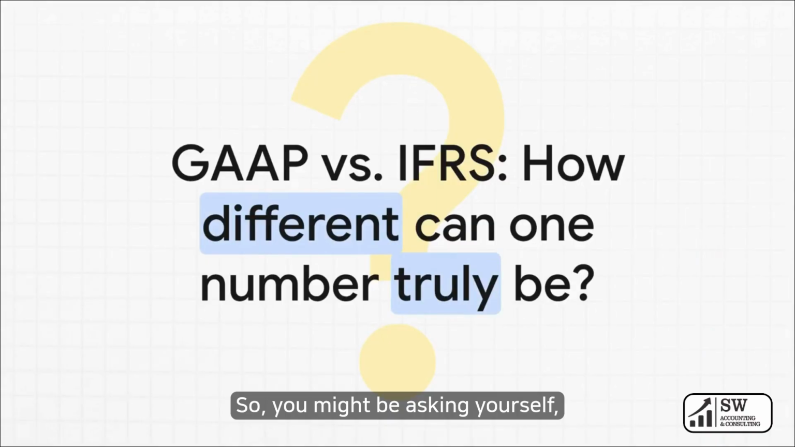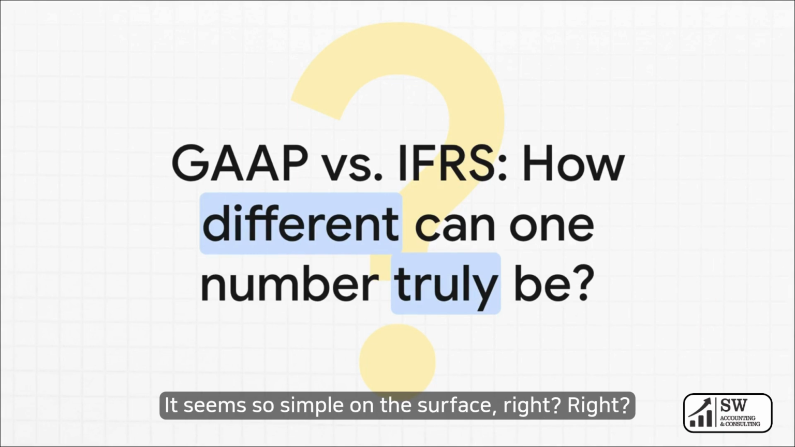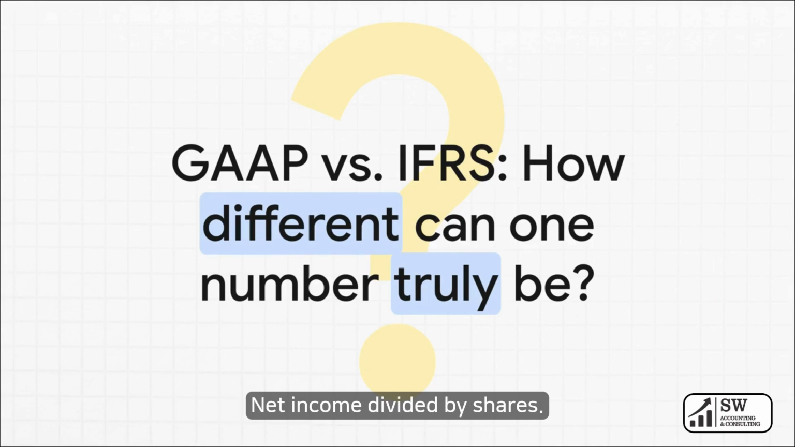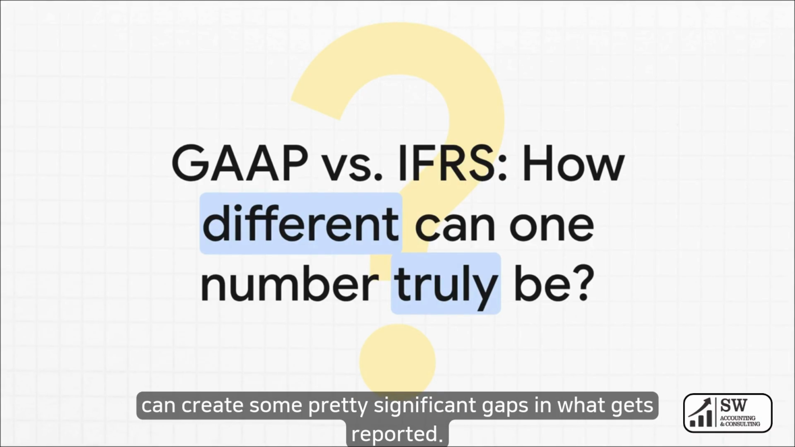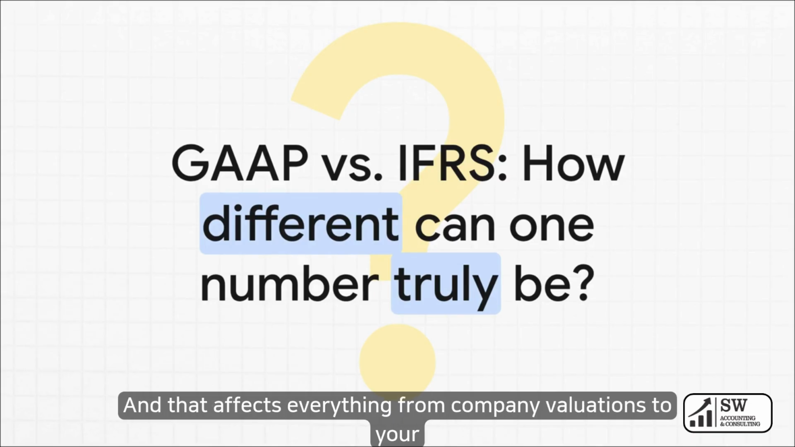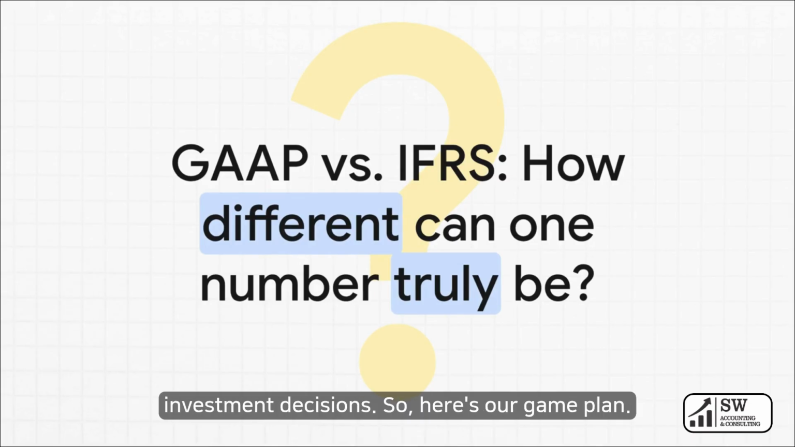So, you might be asking yourself, GAAP, IFRS, how different can one number truly be? It seems so simple on the surface, right? Net income divided by shares. But the answer is very different. We're about to see how these seemingly small rule variations can create some pretty significant gaps in what gets reported, and that affects everything from company valuations to your investment decisions.